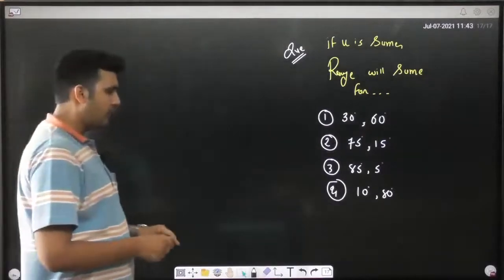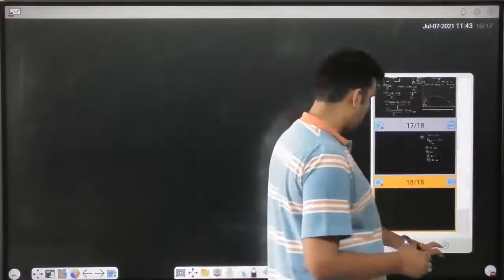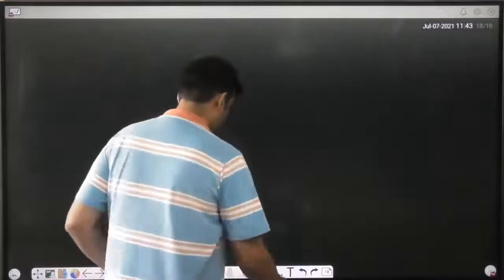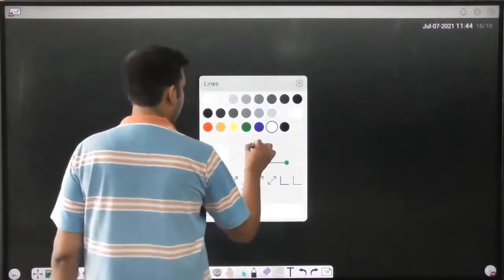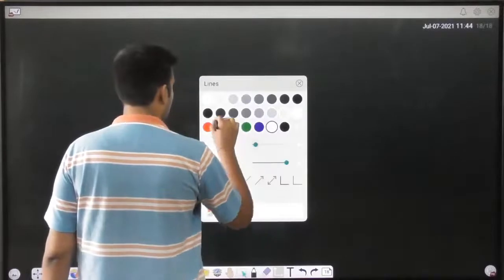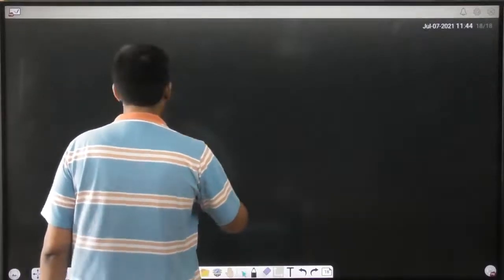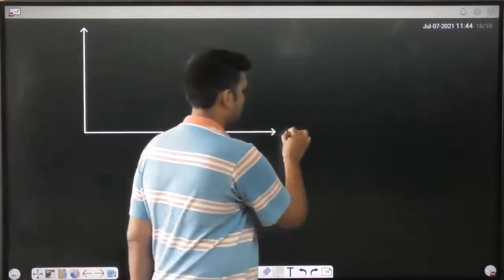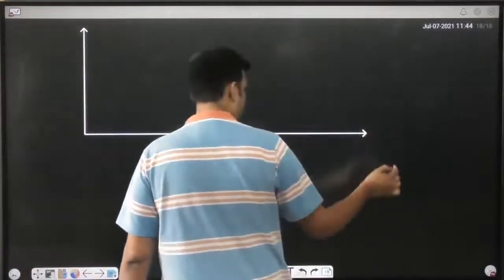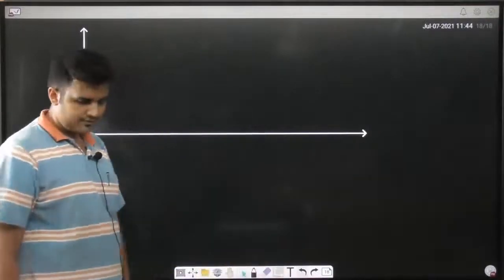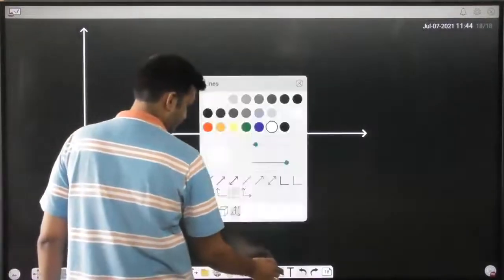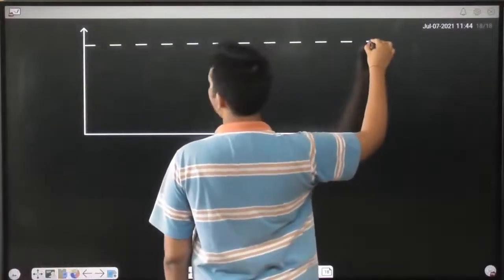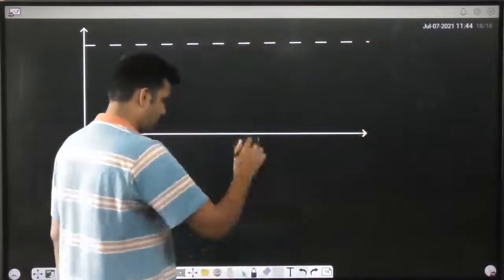Okay, next question. Now I am solving a very good conceptual problem. For example, this is your case. This is just a reference line I am showing you, which is given in the question, no need to worry about it.